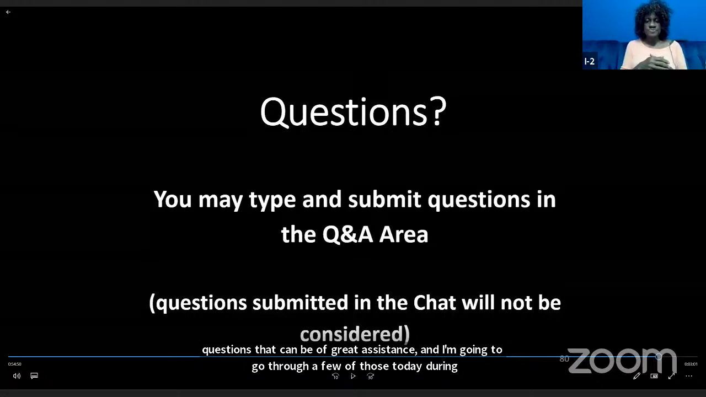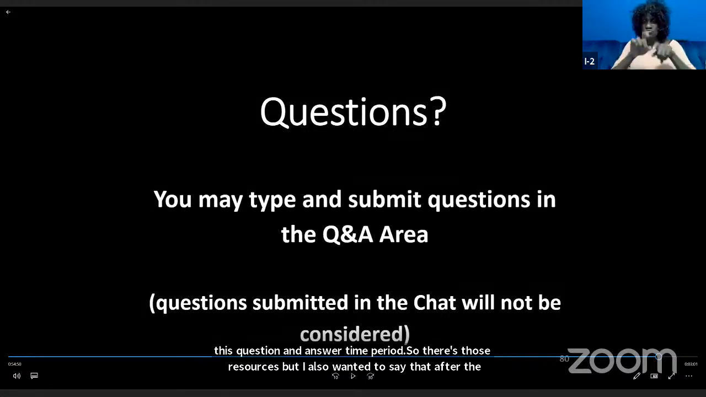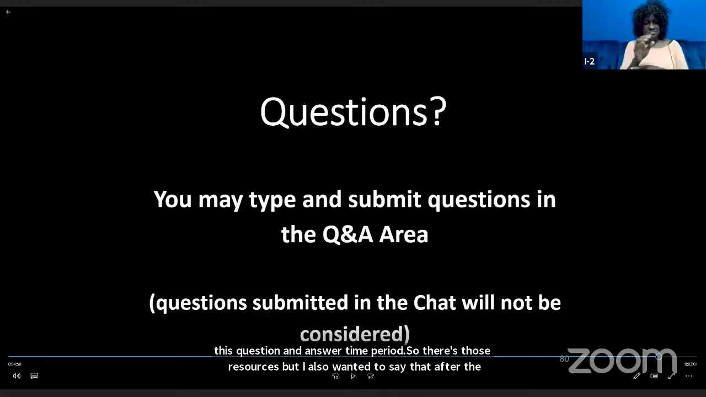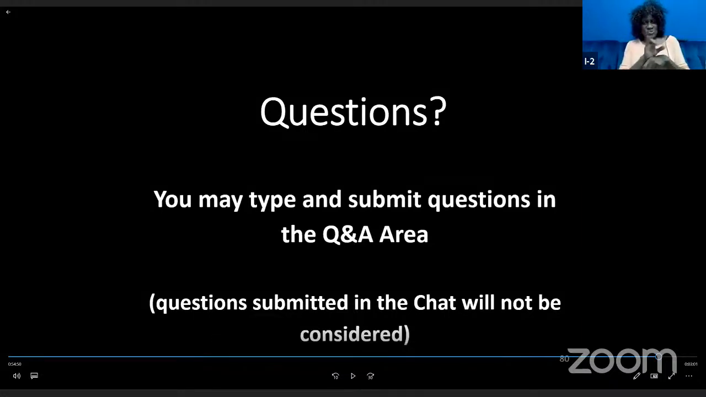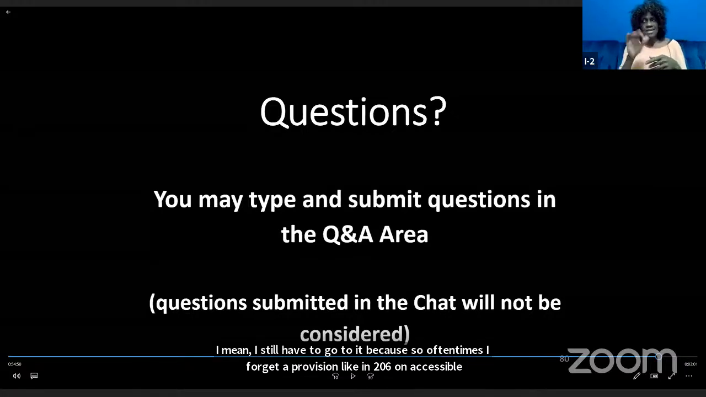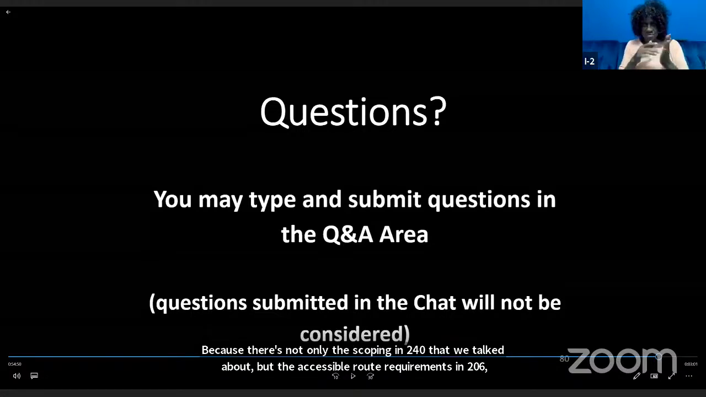So there are those resources, but I also wanted to say that after the frequently asked questions, we have what we call a provisional index. I use it. I still have to go to it because so often I forget a provision like 206 on accessible routes. That was the key I should have been looking at from the first point, because there's not only the scoping in 240 that we talked about, but the accessible route requirements in 206, and then the technical requirements that we went through in chapter 10. Sometimes you can get lost in where everything is.